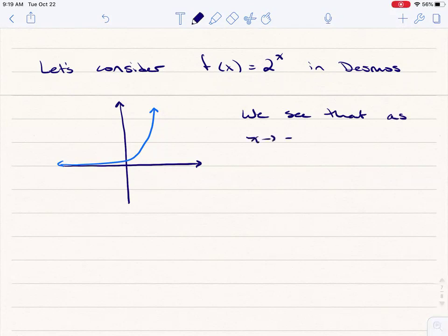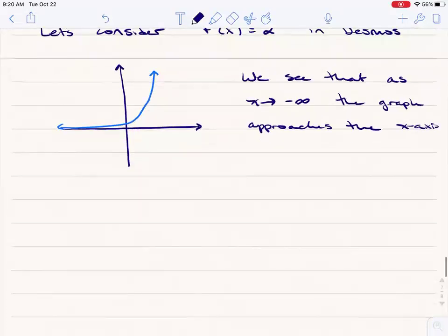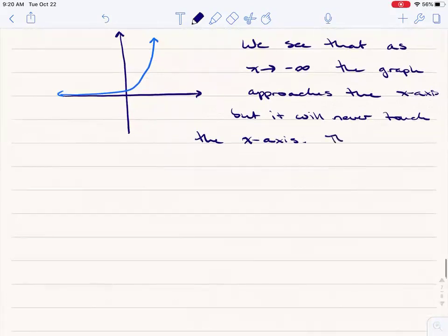As x approaches negative infinity, the graph approaches the x-axis, but it will never touch the x-axis. This is a horizontal asymptote.